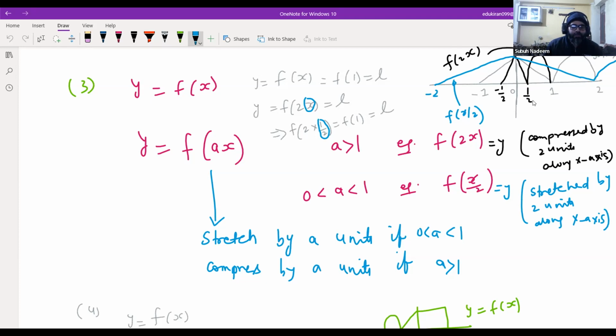Got it? Similarly, why does it get stretched? Because when you divide by 2, you have to multiply by 2 also, so it will stretch.